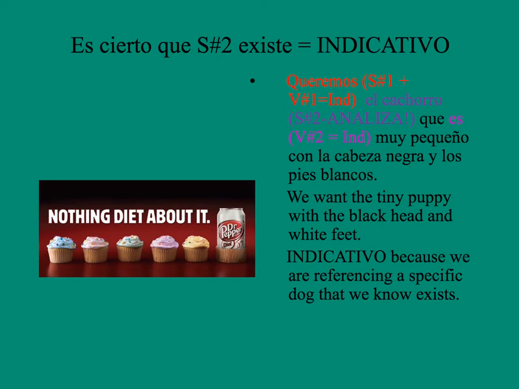Okay, another example. Subject number 2 for sure exists. We want the puppy that is tiny with the black head and the white feet, right? So it's indicative because if you say we want the puppy, the little tiny one with the black head and the white feet, you are talking about a specific puppy. You're saying, I pick out that one, the one that I'm looking at, this one I'm pointing to, okay? If you said, I want a puppy that's tiny with a black head and white feet, that is a totally different matter. But because it's we want the puppy, I'm speaking to a specific dog, and I know the dog exists. That's why it's indicative.